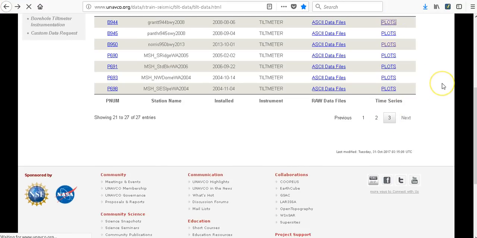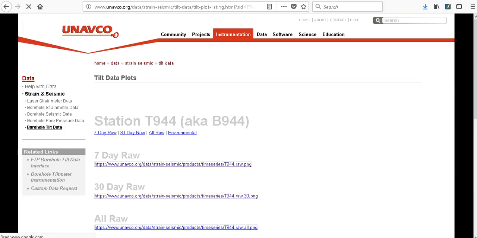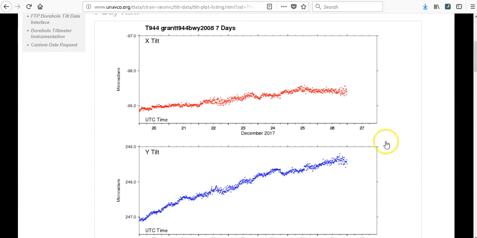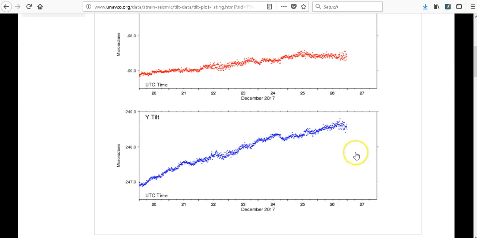Here's Grant, borehole 944 at Grant Village. Seeing the same thing here. A lot of ground moving right now because of those long period tremors. So this does correlate with the activity right now. And notice how it started the other day. All right, let's go look at the time that it started.